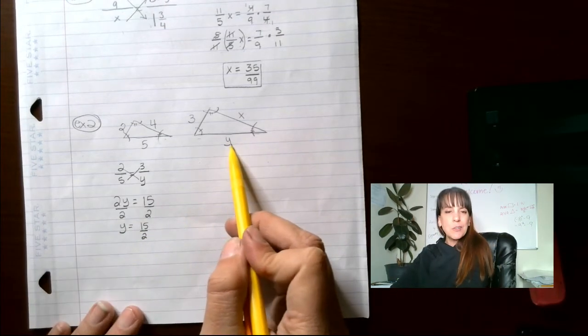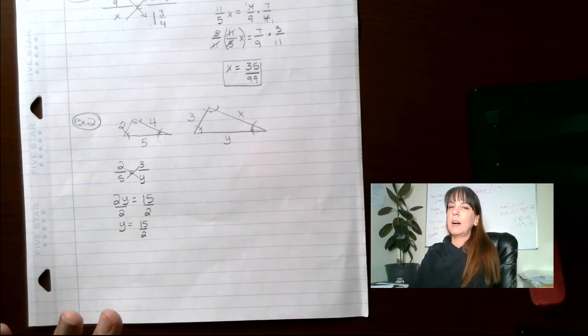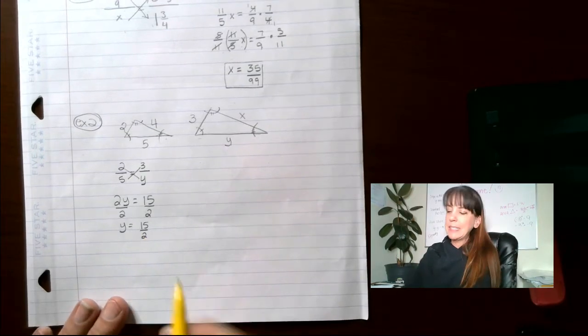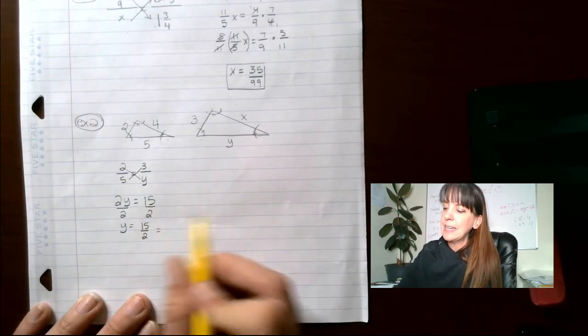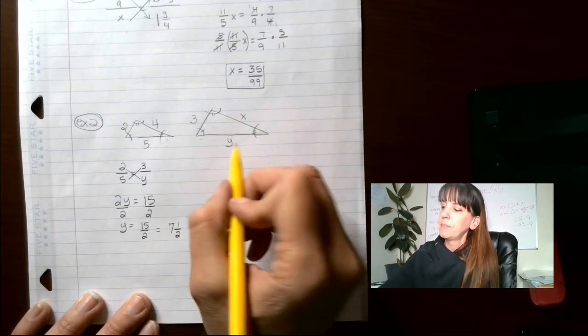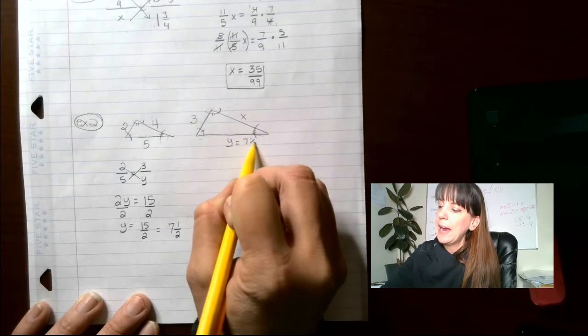Now, since we're measuring something, usually I'm okay with you leaving it in improper fraction, but since we're measuring something, that's kind of a wonky way to leave that. So why don't we say that it is 7 1/2. So y equals 7 1/2.